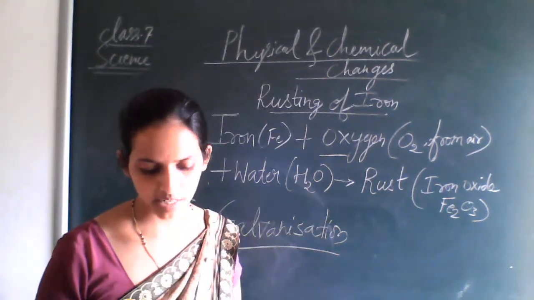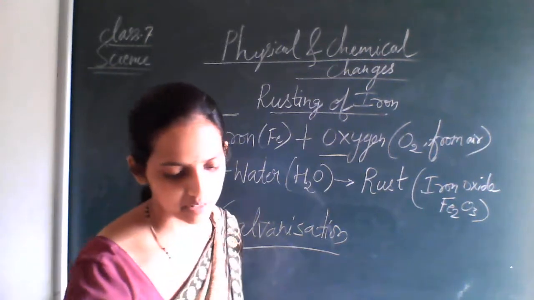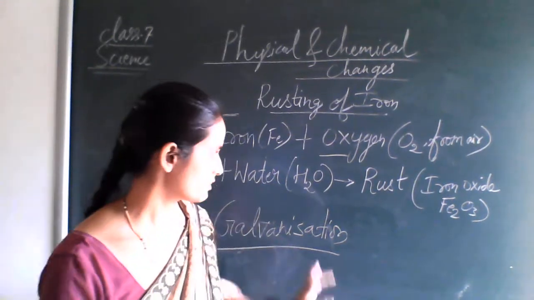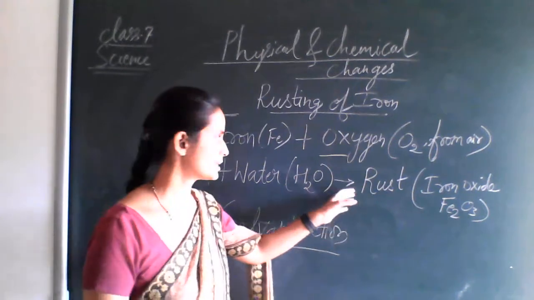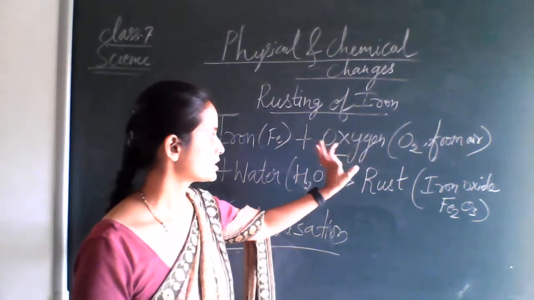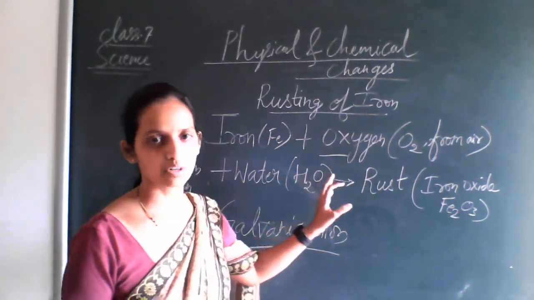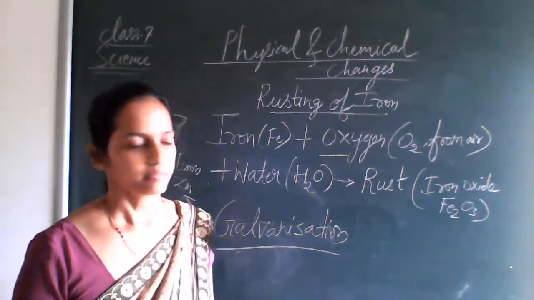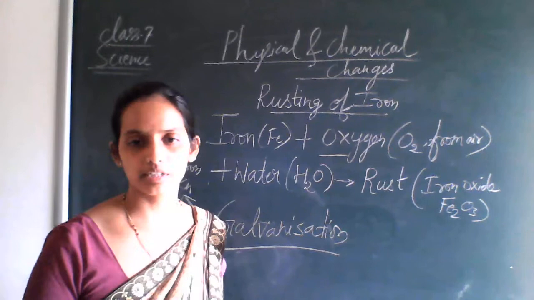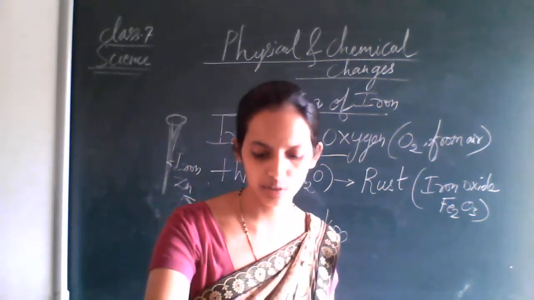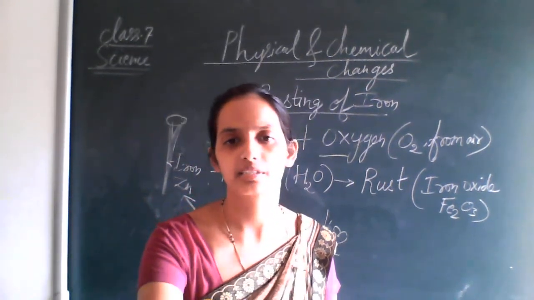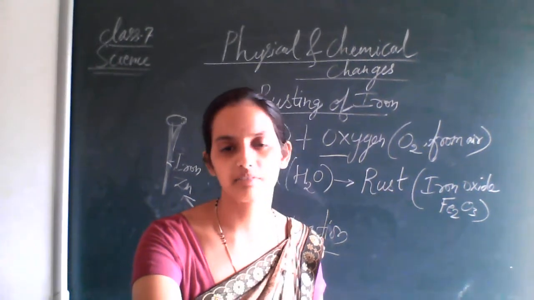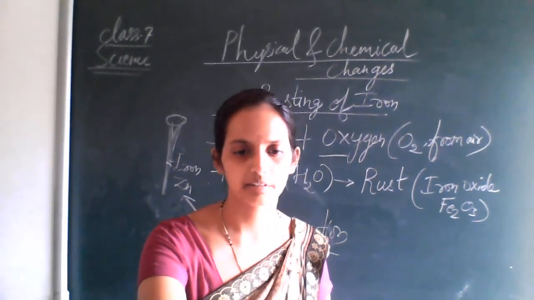So hope you understand today's class where we have studied what rust is. Whenever rusting of iron takes place, there is always the presence of oxygen and water which is causing the rust to the iron, right? So hope you understand today's class. Once again go through the topic. You will easily understand what galvanization and rusting of iron are. Thank you.